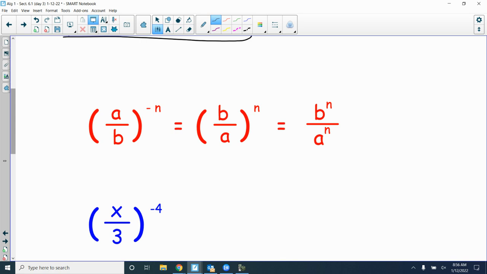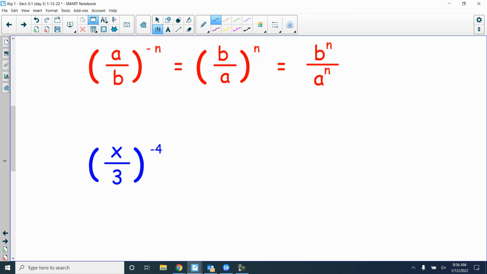So we've got that. So what's this look like here? x over 3 to the negative 4th. Is that the one right next to it? So that is going to become 3 over x to the positive 4th power, which becomes 3 to the 4th over x to the 4th. 3 to the 4th. Alex, let me know what that is.